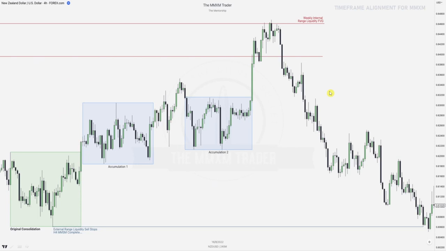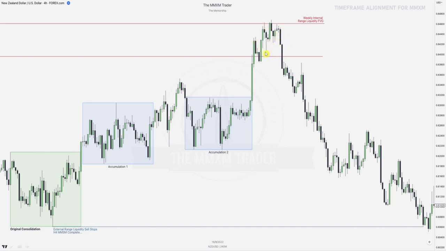Now from a weekly, remember we go to a 4-hour structure. So earlier we had a monthly chart into a daily structure. Now we're going from a weekly key level into a 4-hour structure. So we're starting off again, original consolidation, right? Sell stops resting below there, external range liquidity, accumulation phase number 1, accumulation phase number 2, expanding up higher into that internal range on a weekly time frame, right?